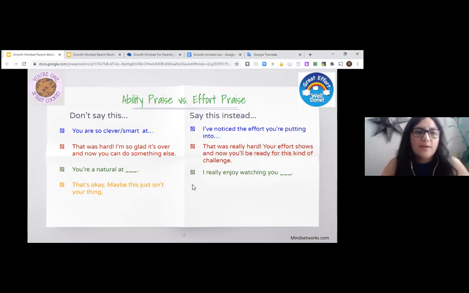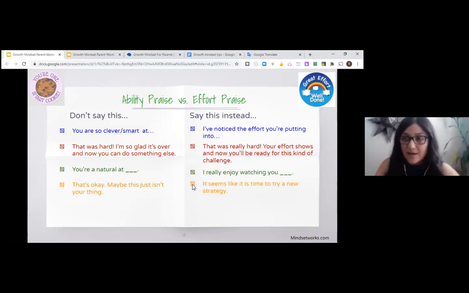The next one is, you might say, that's okay, maybe this just isn't your thing. Like maybe you're just not cut out for this, for soccer or for reading, whatever it might be. Instead of saying that, the reason why you might not want to say that is because you're not highlighting that the child can improve with effort. And so you might want to say, it seems like it's time to try a new strategy. Because saying it in this way, that there's a new strategy, there's different ways to problem solve, you're allowing the child to understand that they have control of their outcomes, versus either they're good or not good at it.